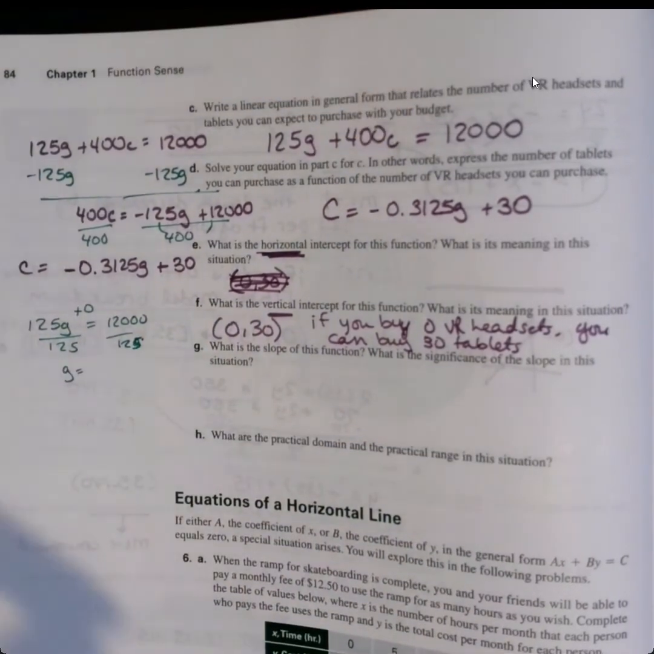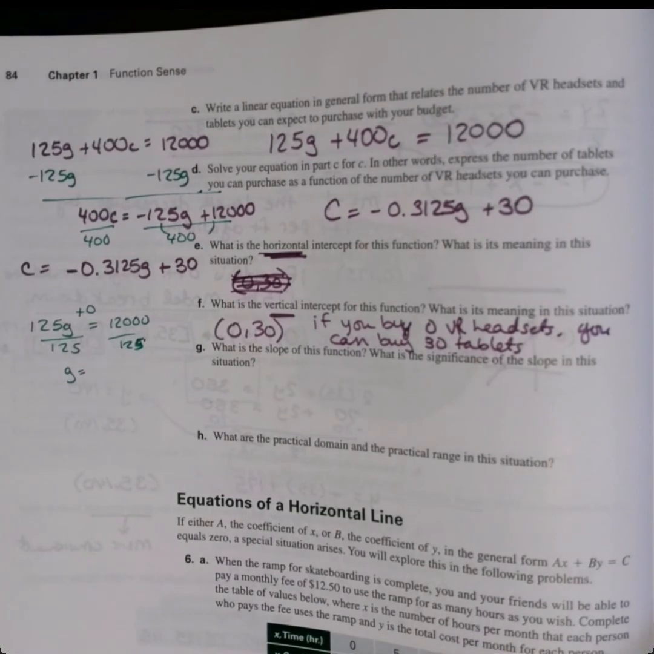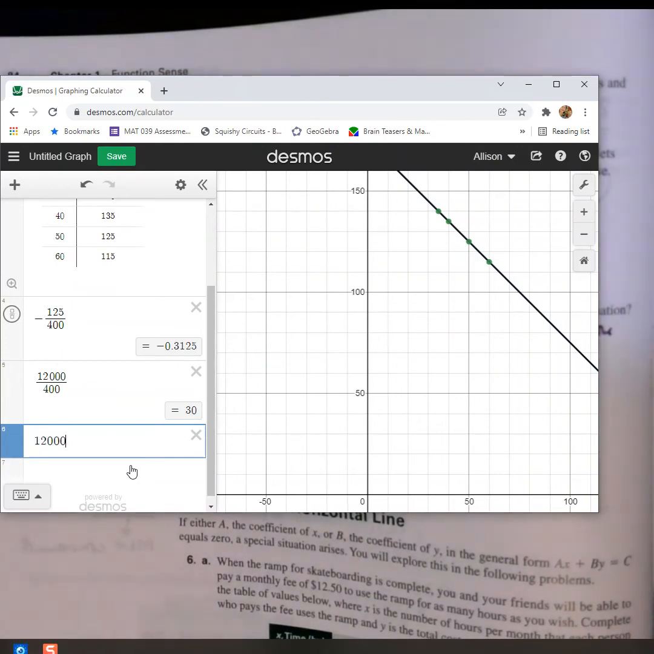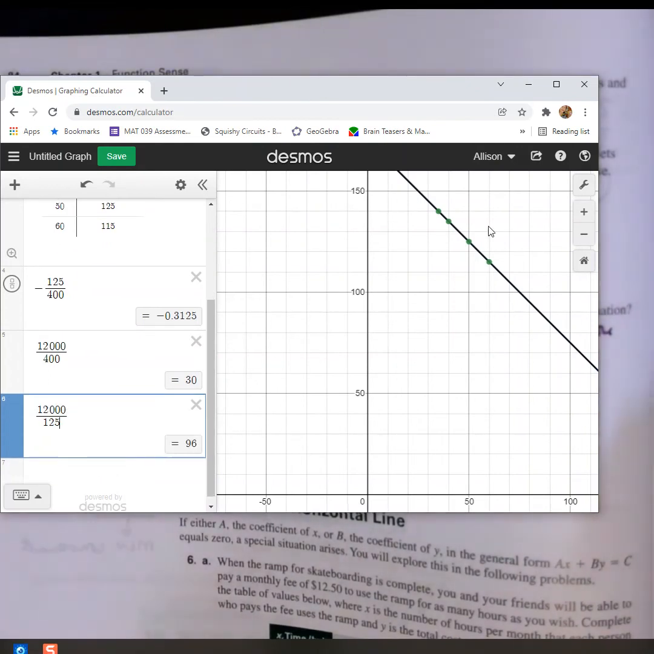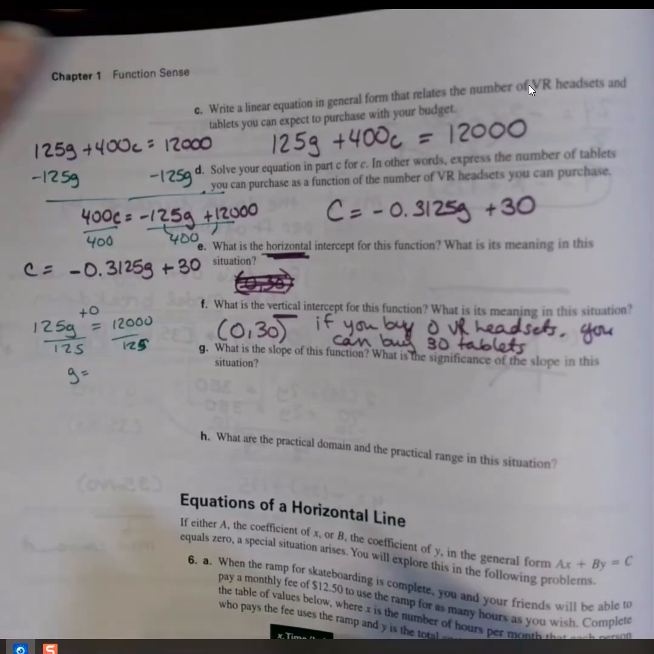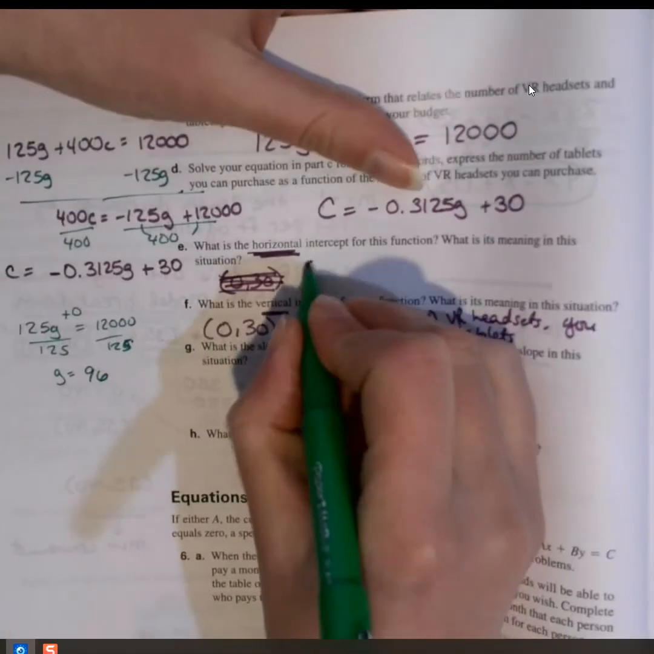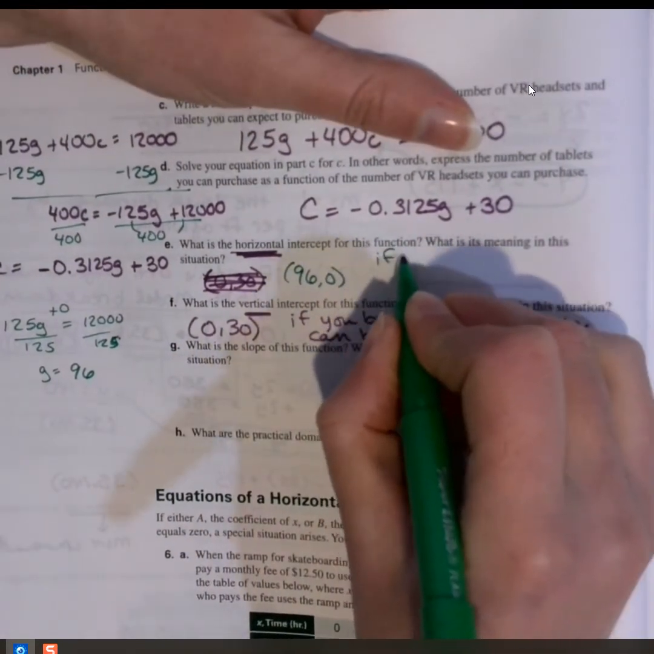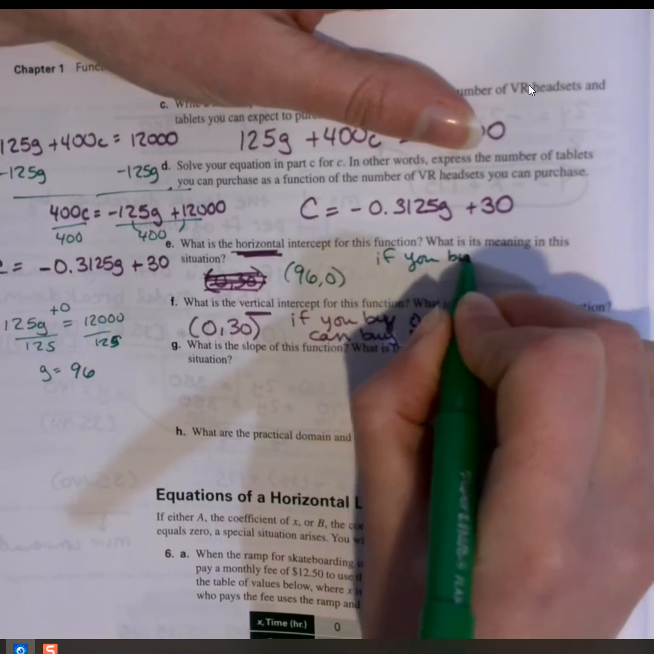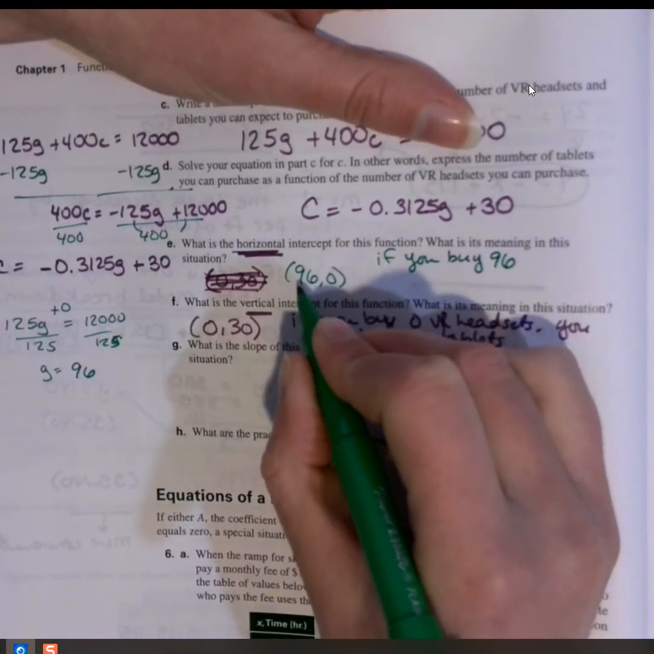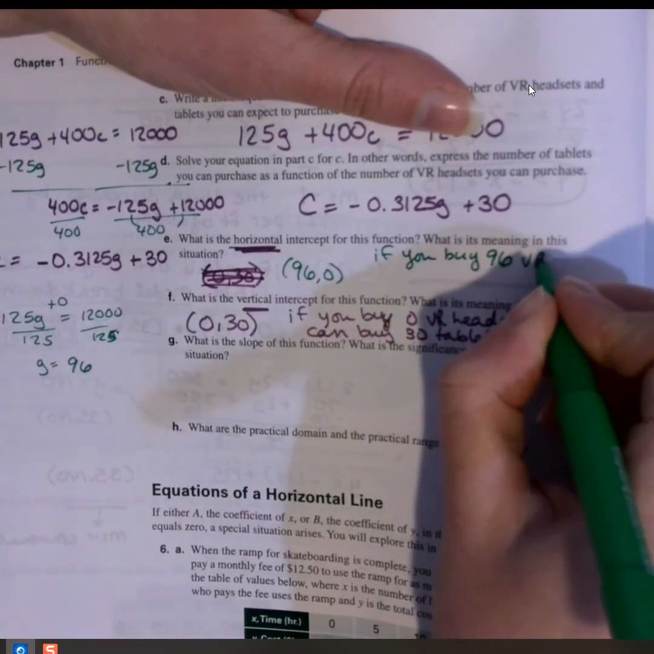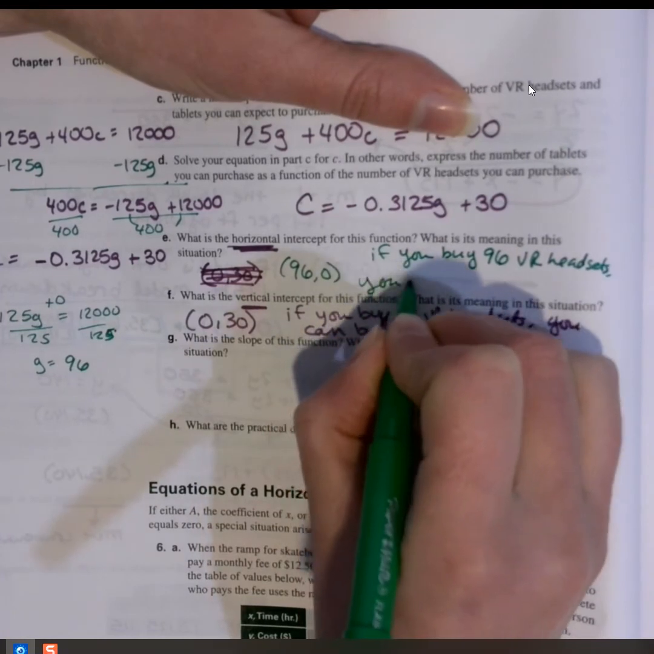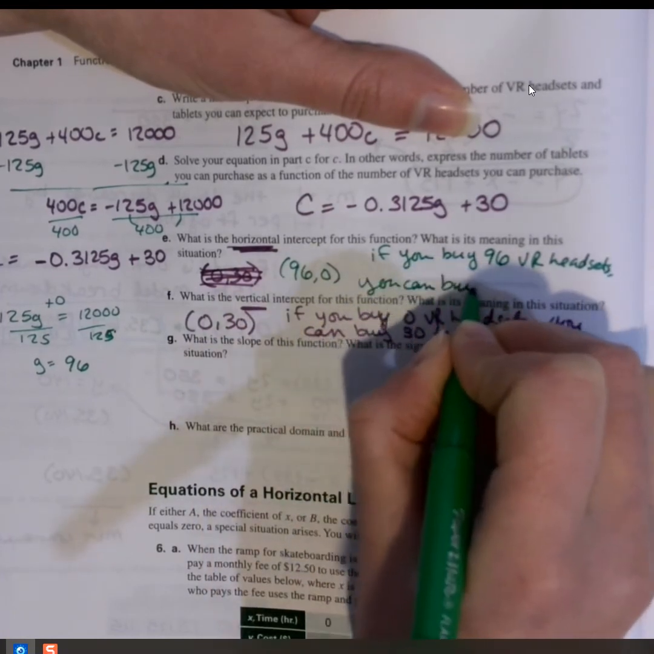So if I compute whatever 12,000 divided by 125 is, I'm going to get the horizontal intercept at 96. So this would be 96, 0. And this means that if you buy 96, independent is the VR headsets, you can buy 0 tablets.